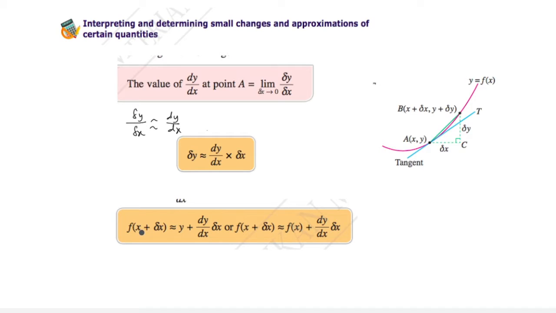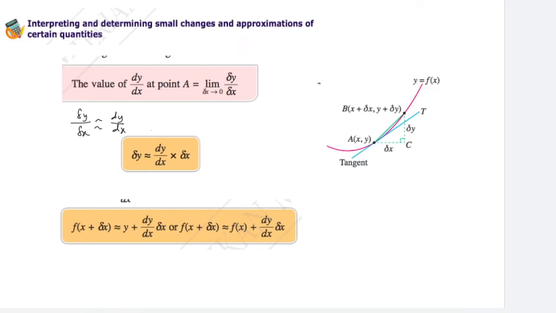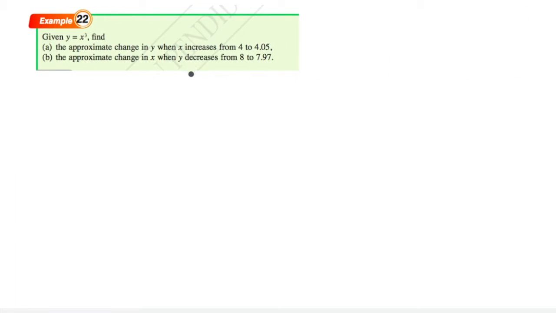So if we are given f(x + delta x) is almost equal to y + dy/dx times delta x. This dy/dx times delta x is actually delta y. So x + delta x is almost the same as y + delta y. Let's see how we solve this question. Given y equals x power 3, find the approximate change in y.